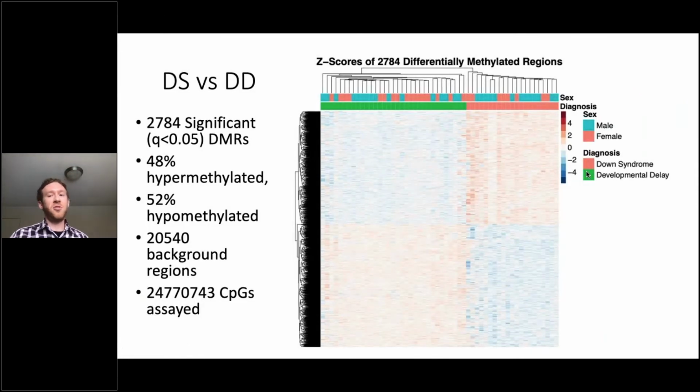So we also did the contrast of Down syndrome to developmental delay. And what we found is that there are over 2,000, almost 3,000 really significant DMRs, with a relatively even split between hypermethylated and hypomethylated, coming from over 20,000 background regions and over 24 million CpGs that we could assay. And over here, you can see the clustering where the green is developmental delay and the red is Down syndrome. So very similar to the contrast of typical development overall.